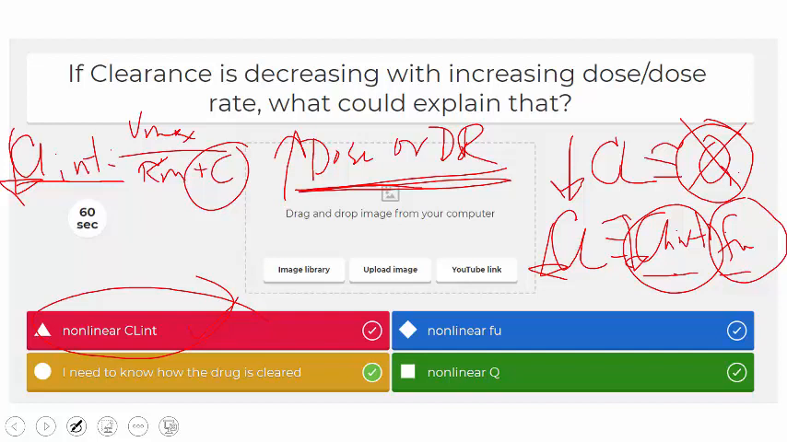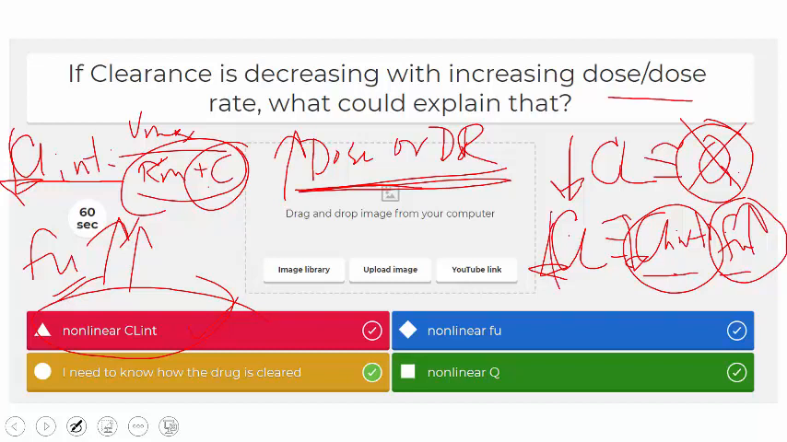How about binding? Is binding saturable? Absolutely. Is there a Michaelis-Menten component to binding? Absolutely. But what's going to happen to our fraction unbound as we add more and more drug? There's going to be a greater and greater free fraction, isn't there? The free fraction unbound is going to increase. If our fraction unbound is increasing with increasing dose or dose rate, then our clearance is going to go up. So that does not explain this data, does it?